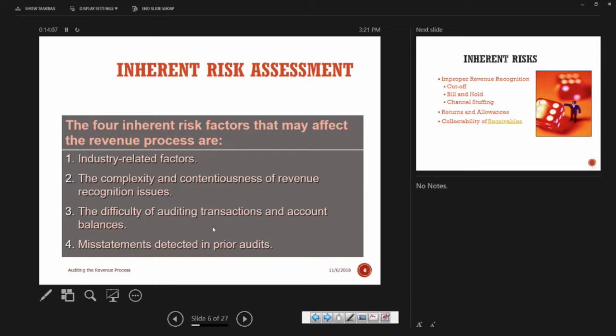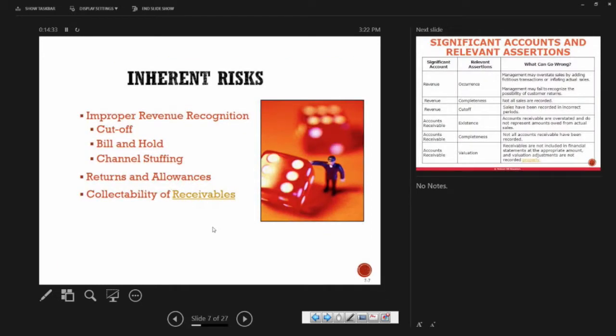So again, with the example that I gave with the revenue recognition where there's more judgment involved, that makes it more complex to audit, right? Because you're relying on or trying to gather evidence about the judgments that management is making. And then whether or not there's a history of misstatements in the account from the detected misstatements. So some very specific risks related to improper revenue recognition would be, obviously, cutoff. So cutoff again is that revenue is recorded in the wrong period, which would lead to overstatement of revenue.